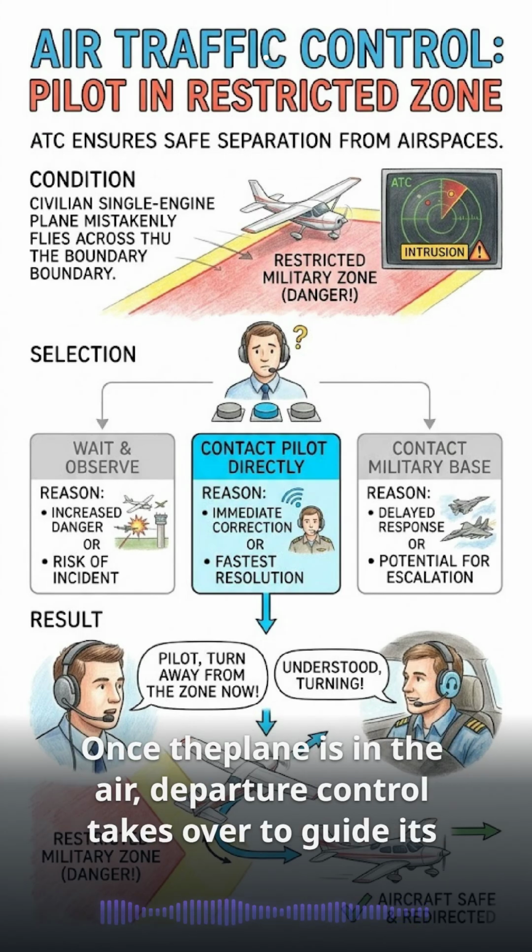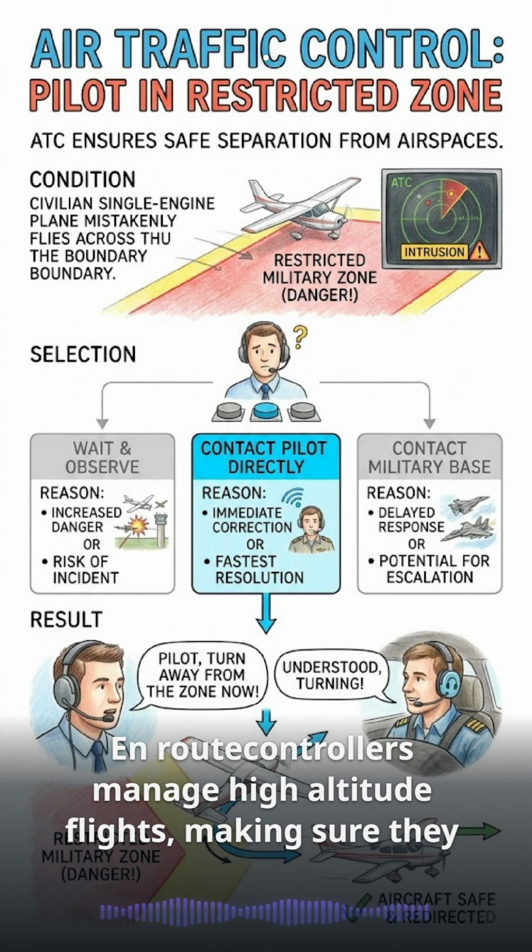Once the plane is in the air, departure control takes over to guide its steep climb. We give the pilots new directions, helping them join the main highways high in the sky. En route controllers manage high-altitude flights, making sure they stay safely separated from each other. When it is time to land, approach control lines up the planes for the active runway.